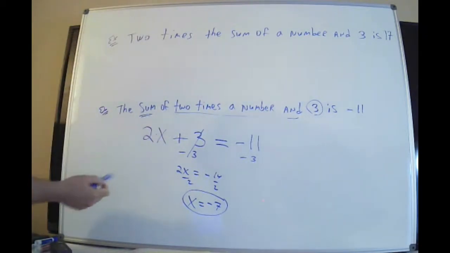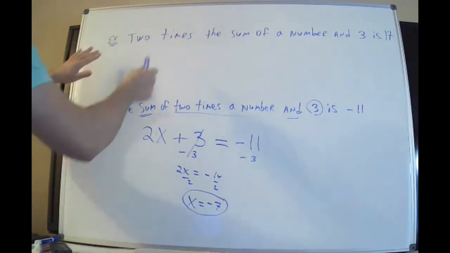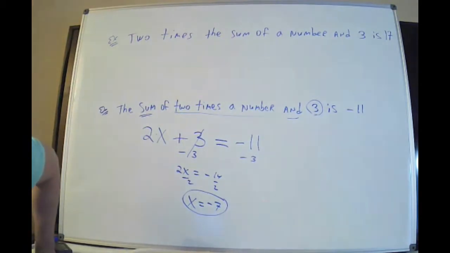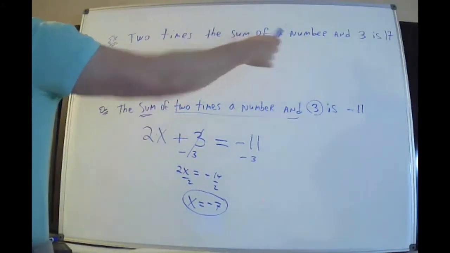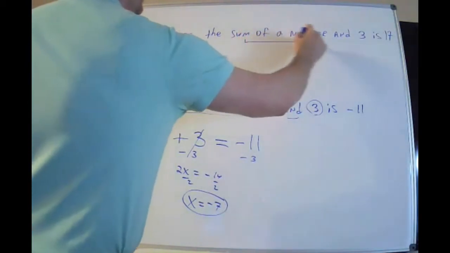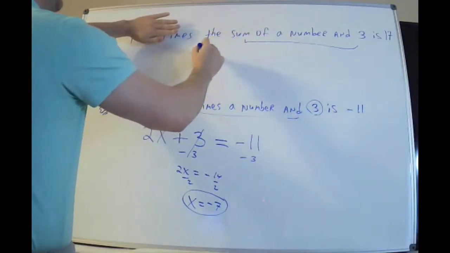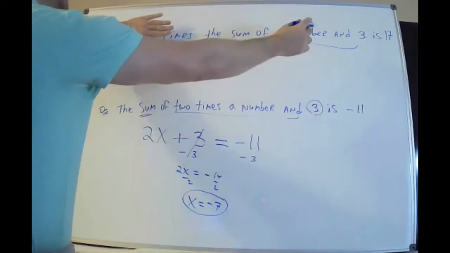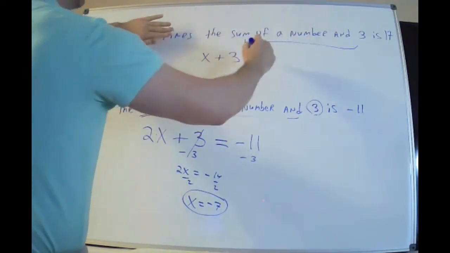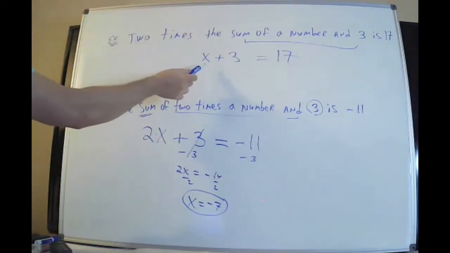Now I want to see how that's different from this one. This says 2 times the sum of a number and 3. Okay. 2 times the sum of a number and 3. So this time I'm going to start here. I'm going to ignore that. I want the sum of a number and 3. Well, that's x plus 3. Is 17, right? Is equal to 17. So it is 17. But now I need 2 times this sum.